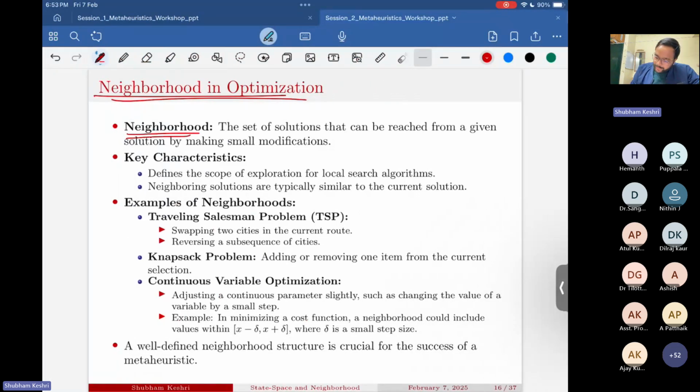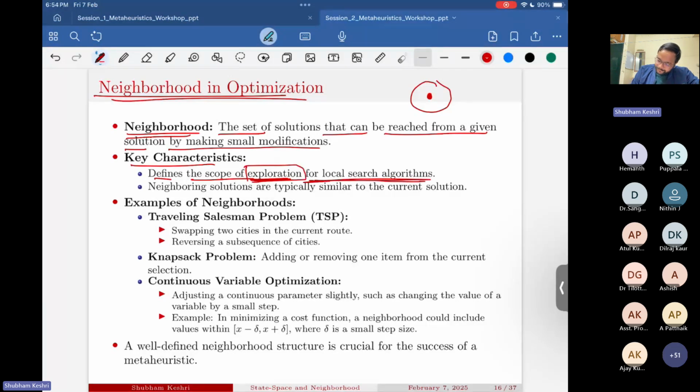Okay, so neighborhood: a set of solutions that can be reached from a given solution by making small modifications. So if you are at a solution, it doesn't matter whether it is a real valued solution or a traveling salesman problem solution, and you can reach a neighboring solution with some change in the current solution, then that solution can be labeled as a neighbor of that solution. Key characteristics define the scope of exploration. This is an important term. We will discuss this for local search algorithms. Neighboring solutions are typically similar to the current solution.